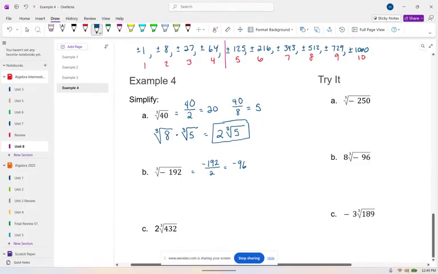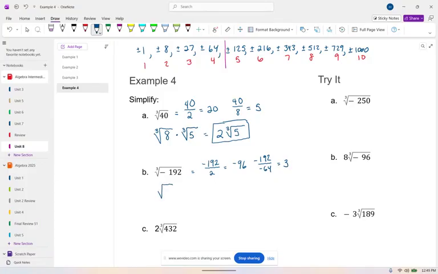So I'm going to put on here negative 192 divided by negative 64 is equal to 3. So that allows me to break this down into the cube root of negative 64 times the cube root of 3. And the cube root of negative 64, negative 64 is in the fourth position, so this will be negative 4 cube root of 3.